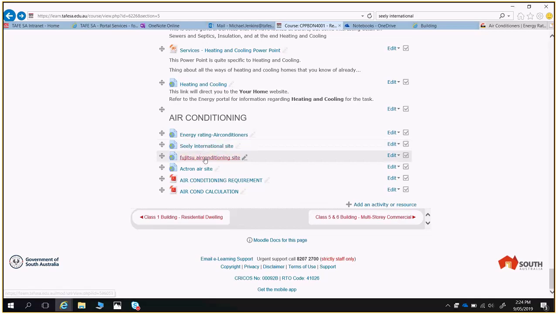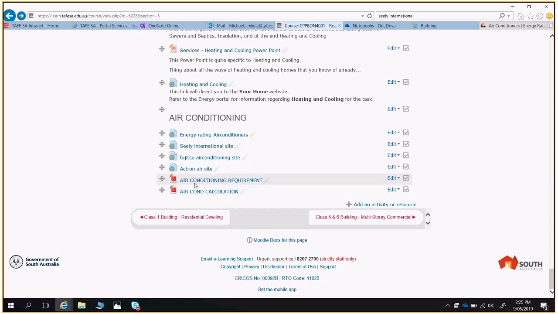Then there's the Fujitsu air conditioning site, which is quite a good site in terms of explaining the various different types of air conditioners and choosing air conditioners for your home or for business. And then also a link to the Actron Air site. Actron are also another South Australian manufacturer of air conditioners. They're manufacturing here in Australia, and they do a lot of business here in South Australia as well. So once again, a fairly large air conditioning company.